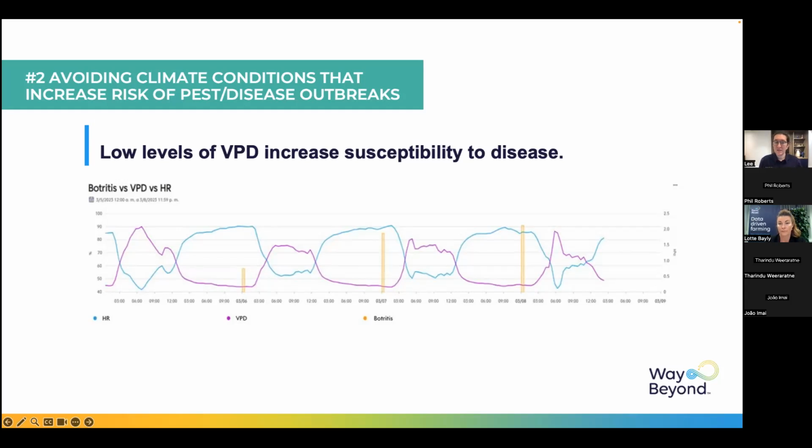Low VPD, for example, means low transpiration. The plant's metabolism slows down, and over time, that means a weaker plant. As seen here, in periods of high humidity, which is the blue line, and low VPD, which is the purple line, we see botrytis incidence.